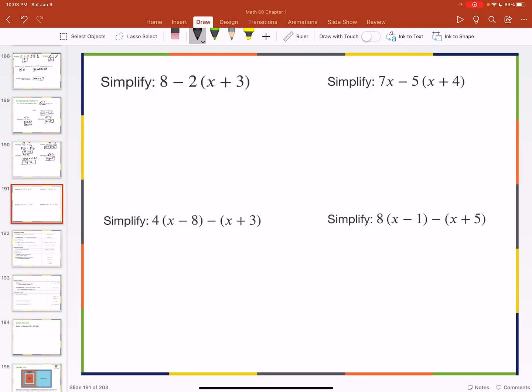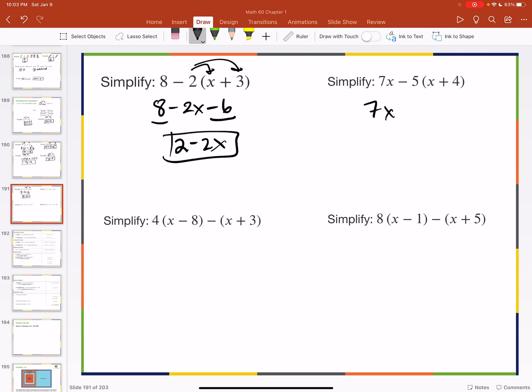Okay, let's do a few more. Here, let's distribute the negative 2. So we have 8 minus 2x minus 6, combine like terms. 8 minus 6 is 2 minus 2x. Okay, let's do this. We have 7x minus, and then we have negative 5 times x is negative 5x. And then this negative 5 times a positive 4 is minus 20. Like terms, 2x minus 20.